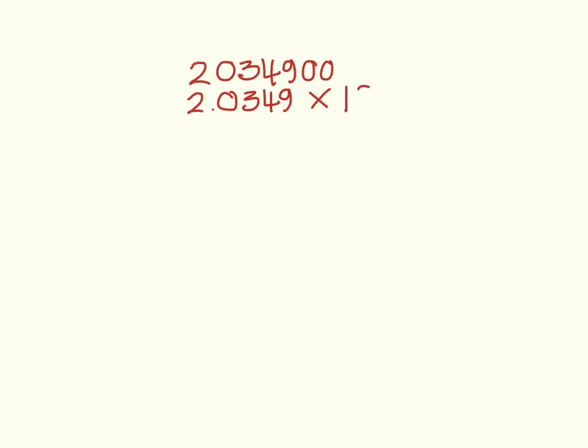So if I have got 2034900, if I put that in scientific notation, I would write 2.0349, and then what I do is I say that it's multiplied by 10 to the power of, and I work that out by going 1, 2, 3, 4, 5, 6.